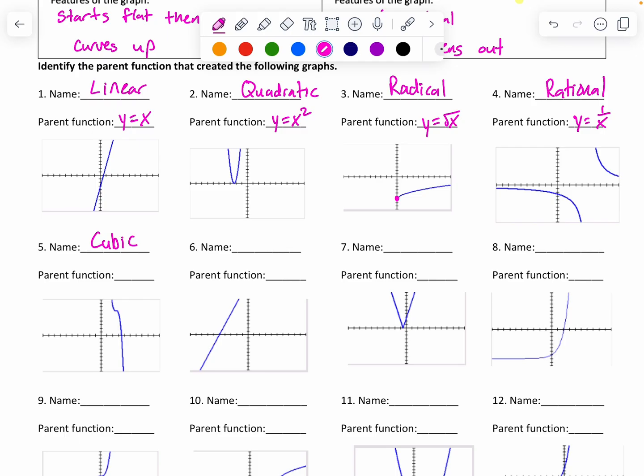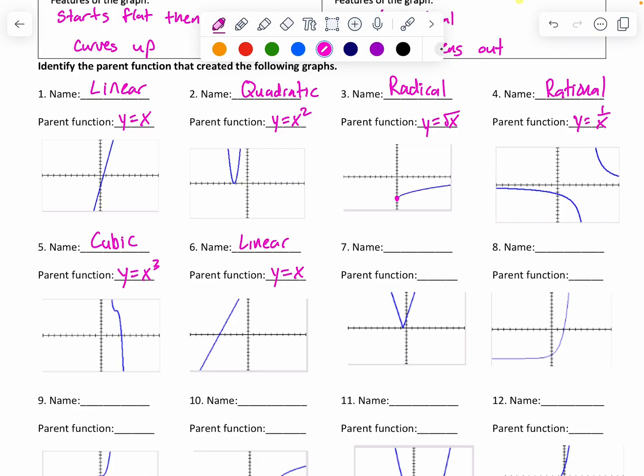Notice these don't look exactly like the graphs we drew. These have all been transformed, so that's why they look a little bit different than what we drew before. That one is y equals x cubed. For number 6, we've got another linear, because it's a straight line, so y equals x. Again, it's been transformed, so it's not exactly y equals x, that's just its parent function.